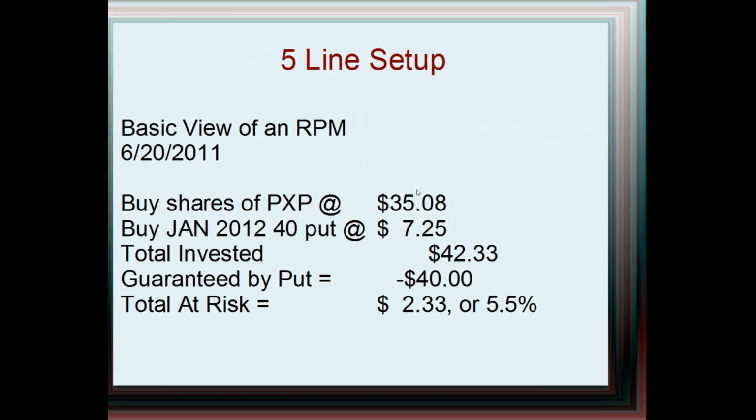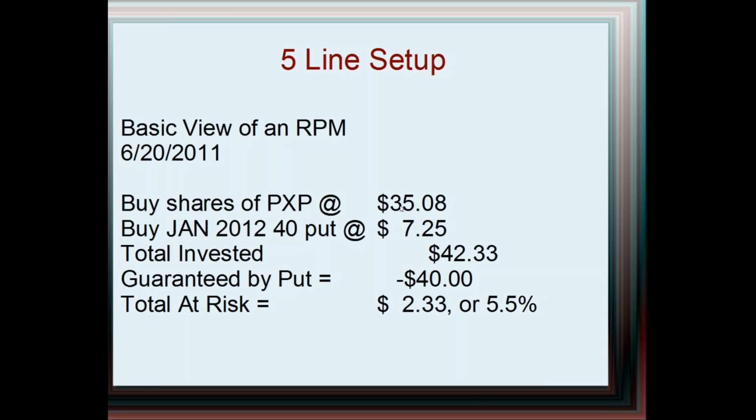Here's how I would structure a radioactive trade. Now ignore the date. We can take any stock that's trading at any price right now, and this is what I would do. But let's look at PXP, this older example from the old trade comparison presentation. I could buy a stock today, let's say trading at about $35.08 per share.